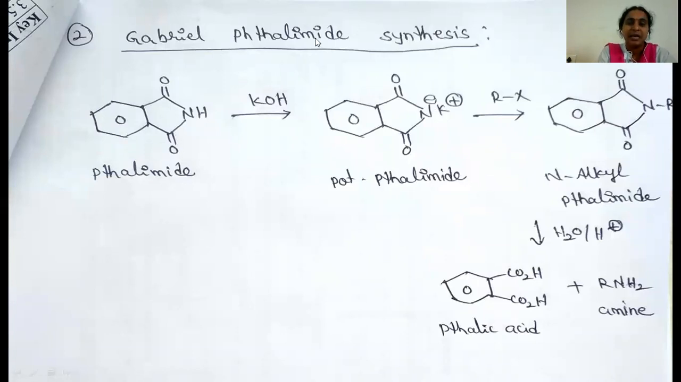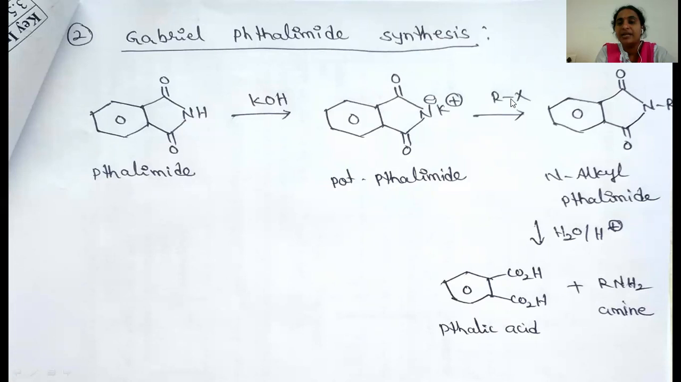In this Gabriel phthalimide synthesis, the reactant is phthalimide. In this phthalimide, first it reacts with potassium hydroxide, which is the base. Whenever it reacts with the base, from here H plus and from here OH minus liberates as a water molecule, and this H plus is substituted by K plus. Now this compound is called potassium phthalimide.